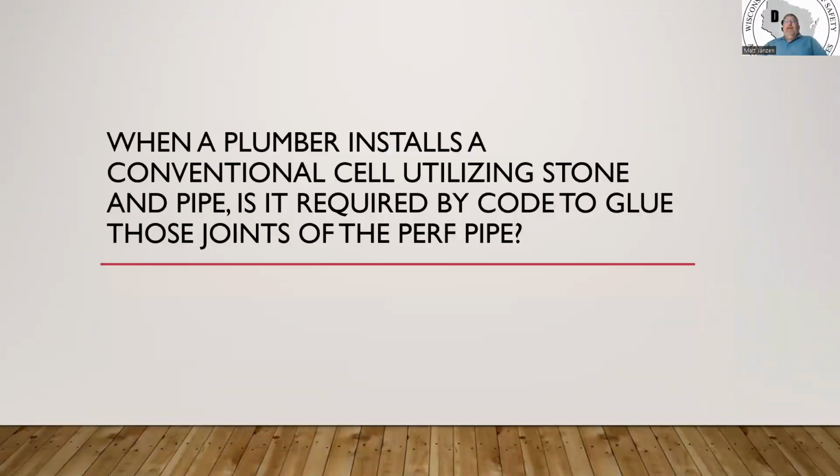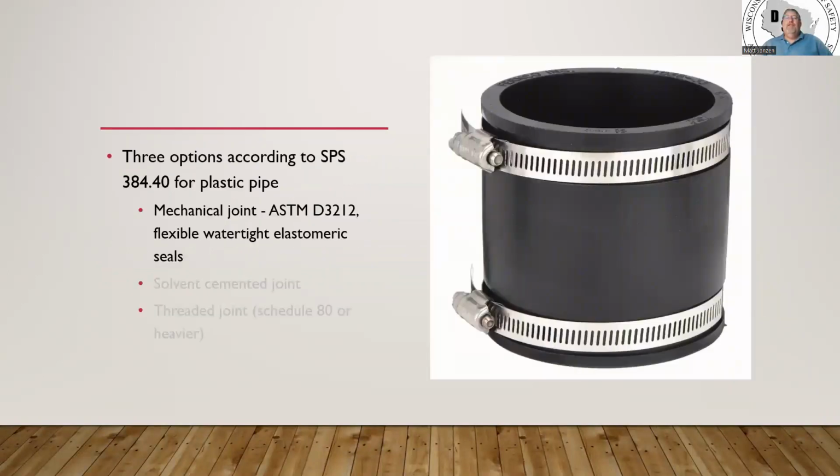So the next question that we had come in is, when a plumber installs a conventional cell utilizing stone and pipe, is it required by code to glue these joints of the perforated pipe? Well, that is a general plumbing issue. So we have to go to the general plumbing section of the code and take a look at that. So for joining pipe, there are 3 options according to SPS 384.40.